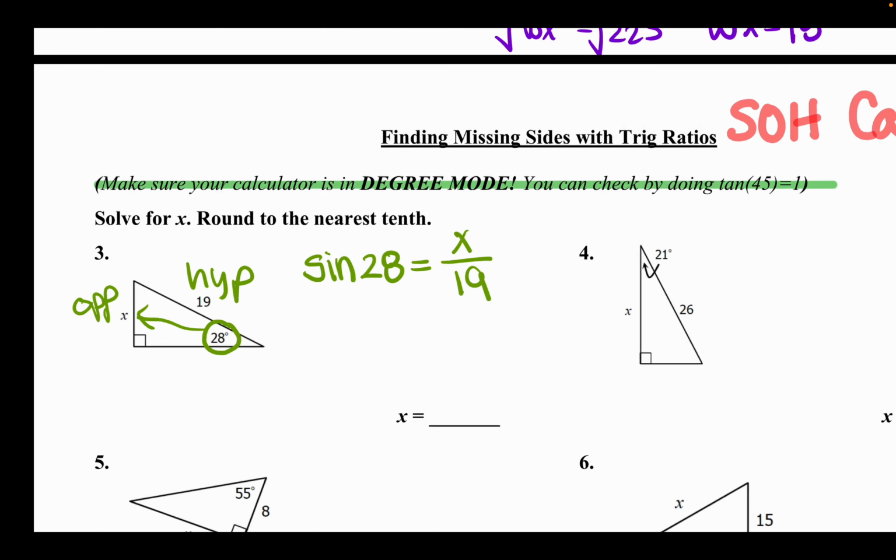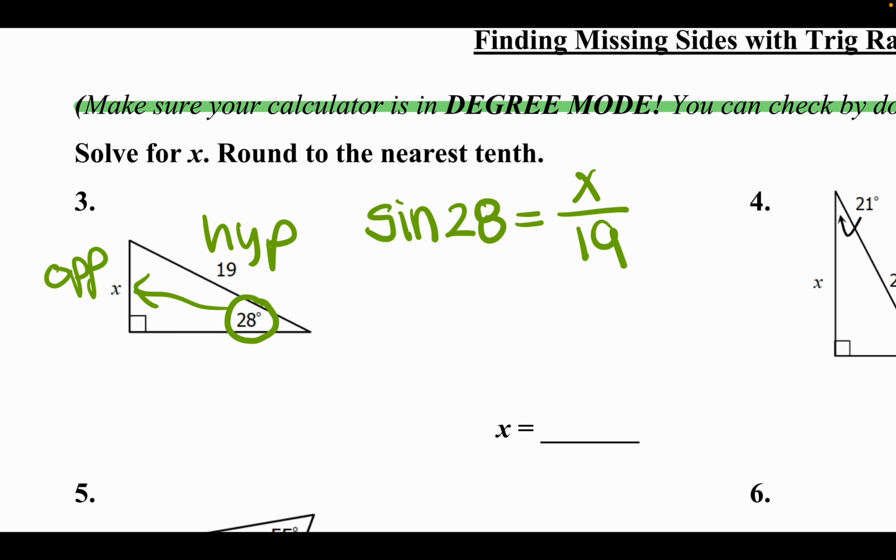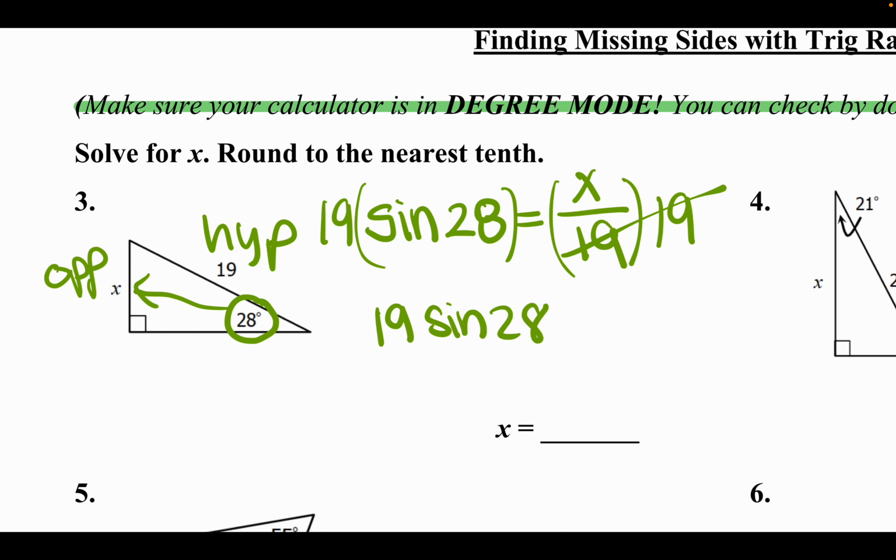To solve for x, we have to get rid of this fraction. So if we divide by 19, we need to do the opposite. We're going to multiply both sides by 19. So when we do that, we end up getting rid of our fraction. So we get 19 sine of 28 is equal to x.